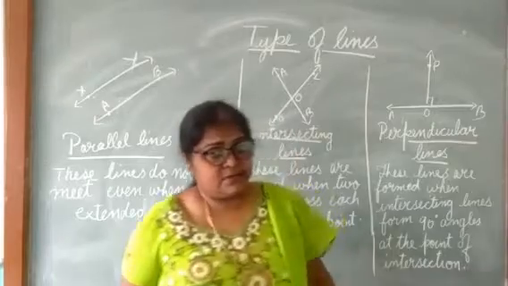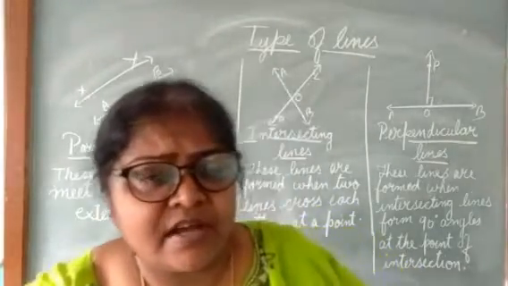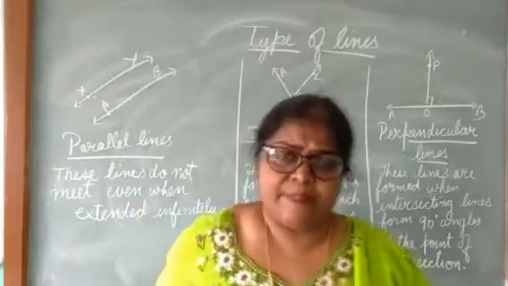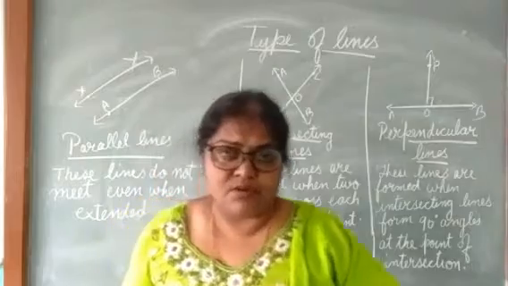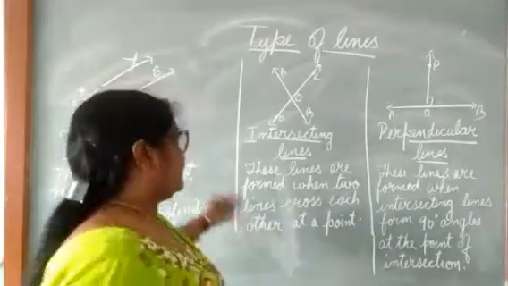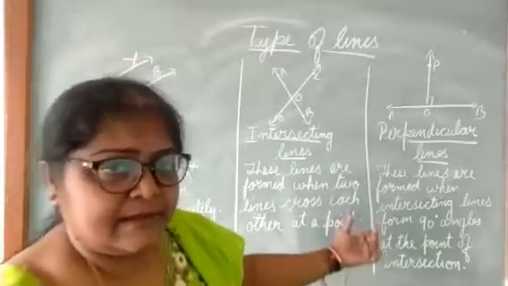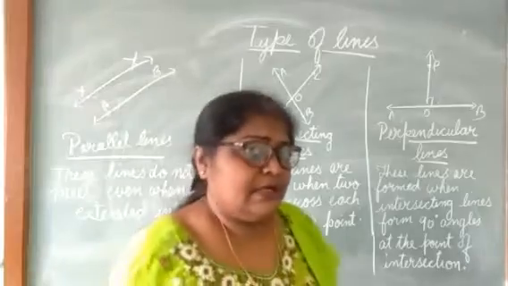This line is known as perpendicular line. So it is clear to you all? Okay. So today you have learned what? Types of line. What are the three types of line? Parallel line, intersecting line and perpendicular line.